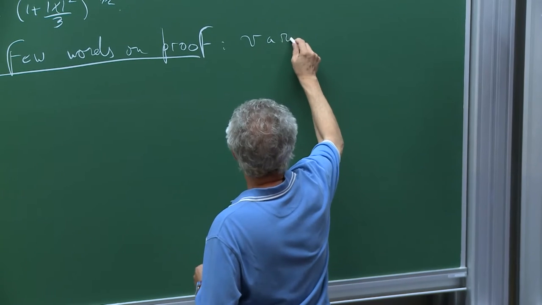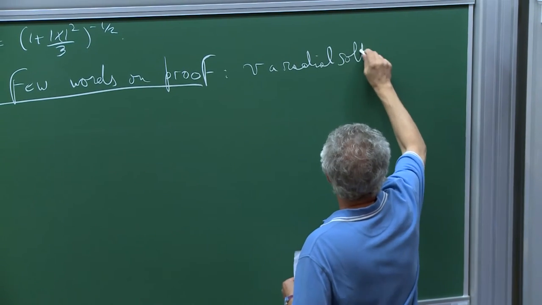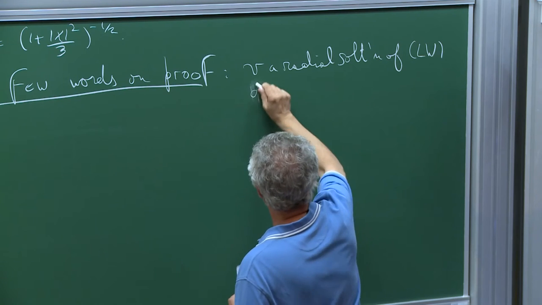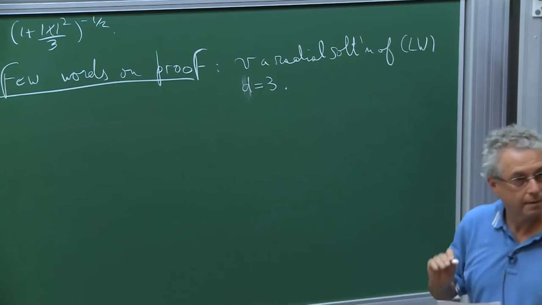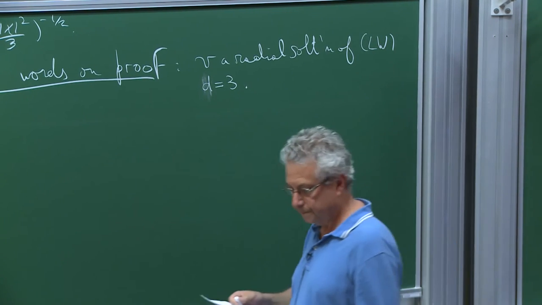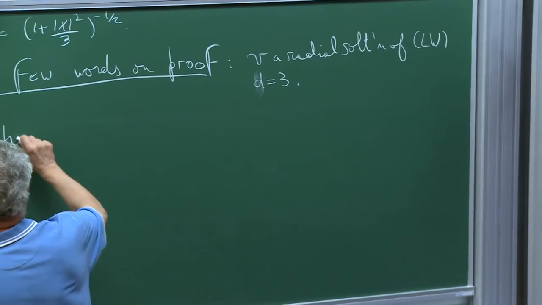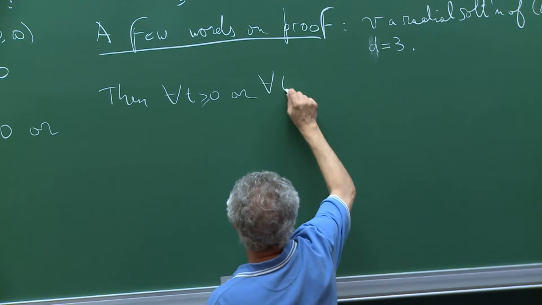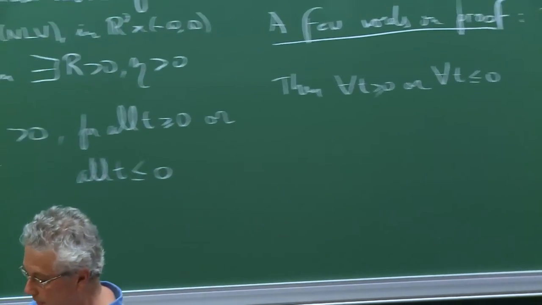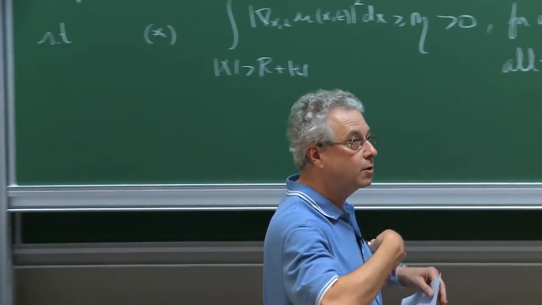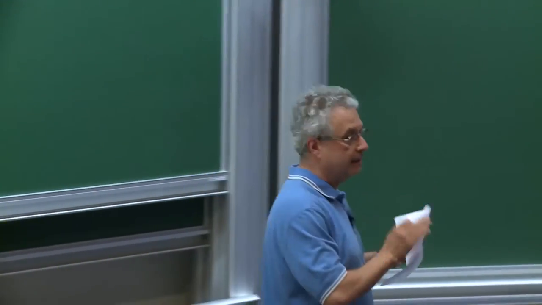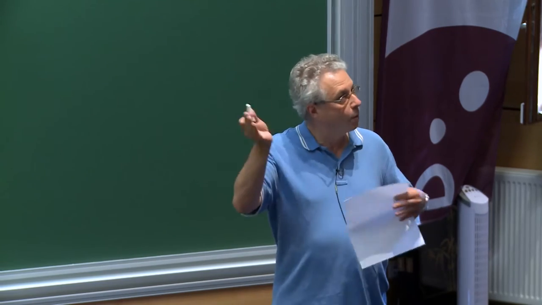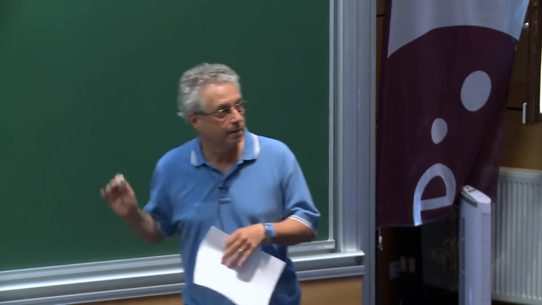So v, a radial solution of the linear wave equation, d equals 3. Then, for all t positive or for all t negative, the difference between positive and negative time comes from the fact of whether you're considering incoming waves or outgoing waves. And that's all that this is. You're splitting your solutions into incoming or outgoing. If you are one, you get one time direction. If not, you can get the other.